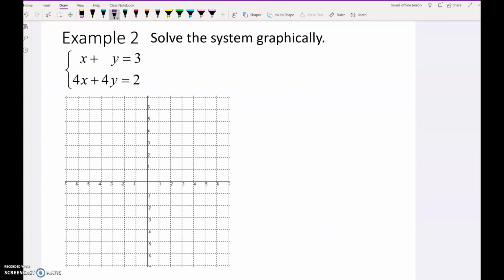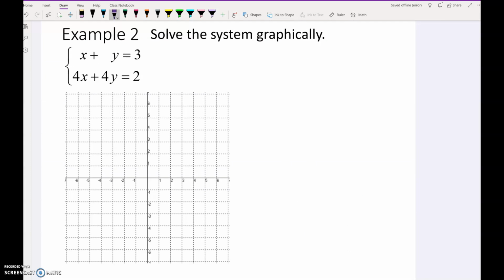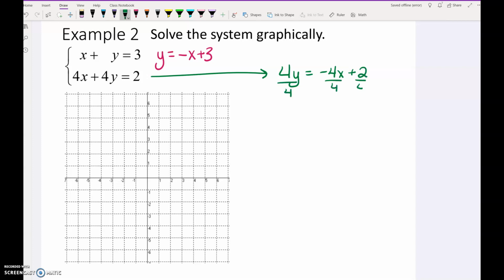On the next example, the first one's pretty easy to get ready to graph. Y equals negative x plus 3. How about this second one? We would have to subtract 4x on both sides, then divide by 4. Hopefully this works out nicely. So this one ends up being negative 1x plus 1/2.